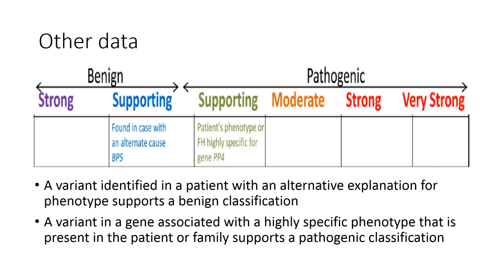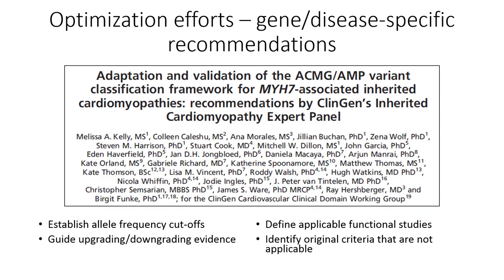On the other hand, if a novel variant is identified in a gene that is highly associated with a phenotype present in the patient or the family history, this is supportive of a pathogenic interpretation. Caution is needed when applying this criterion, however, to avoid ascertainment bias, since many of the clinical indications for genomic testing are not very specific and could be associated with many different genes, such as global developmental delays or autistic features.